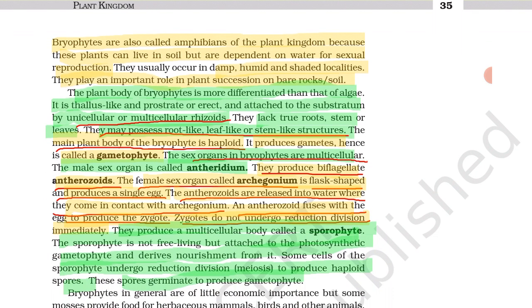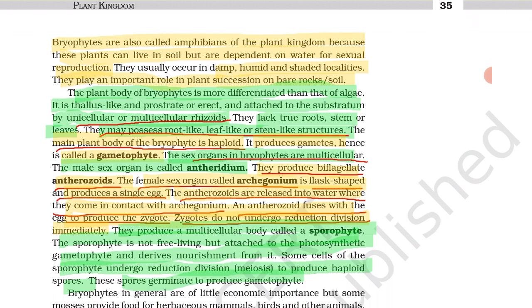Then next, they are the amphibians of the plant kingdom. Because of this, the plant can live in soil but is dependent on water for sexual reproduction. Then next, they play an important role in plant succession on bare rocks or soil. Then next, the plant body of a bryophyte is more differentiated than that of algae. It is thallus-like, prostrate or erect, and attached to the substratum by unicellular or multicellular rhizoids. Then they may possess root-like, stem-like, leaf-like appendages.